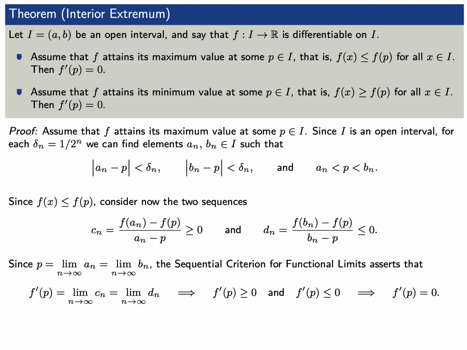Similarly, the d sub n's are less than or equal to 0, so f prime of p, their limit, must be less than or equal to 0. But putting both of these together, we do indeed see that f prime of p must be 0.